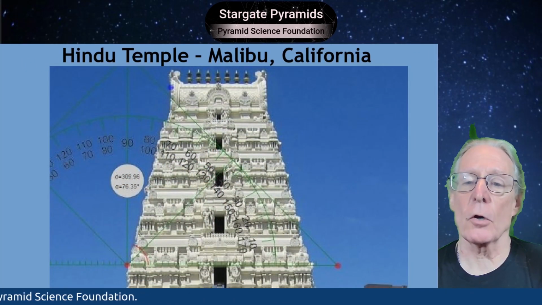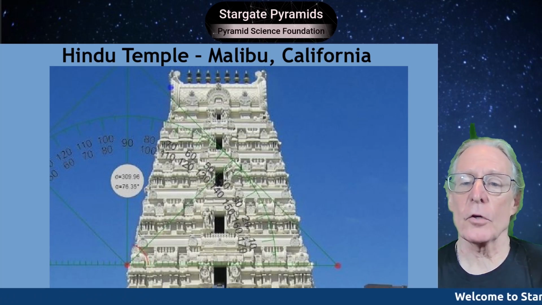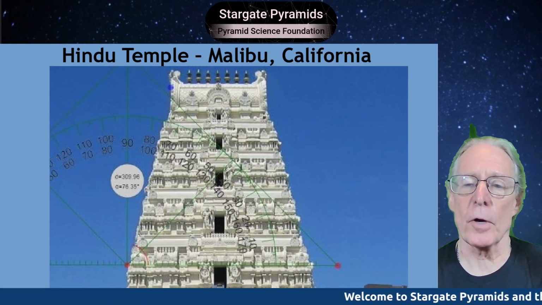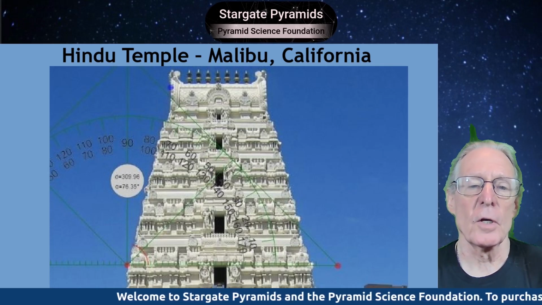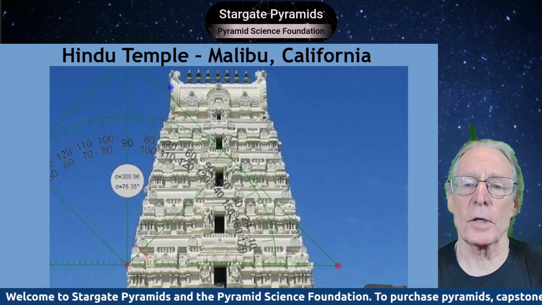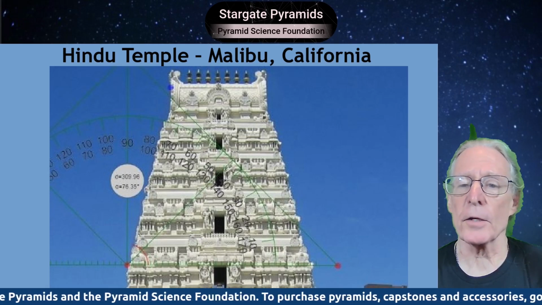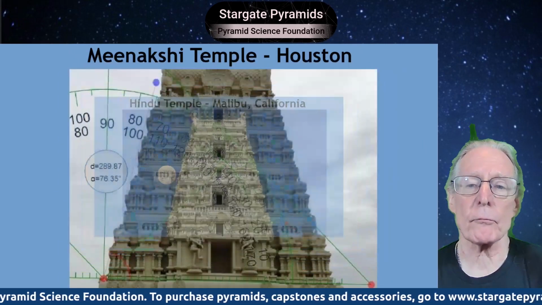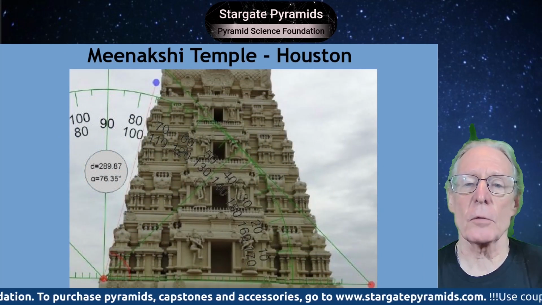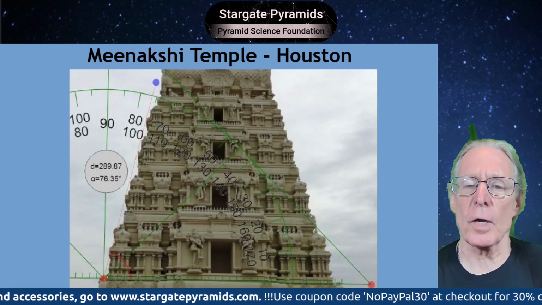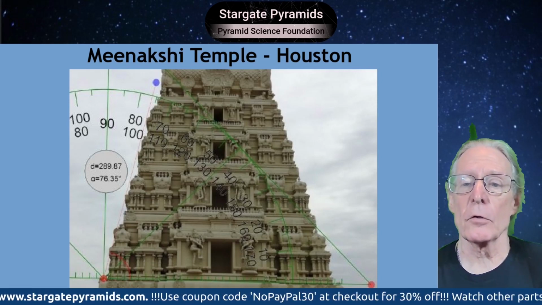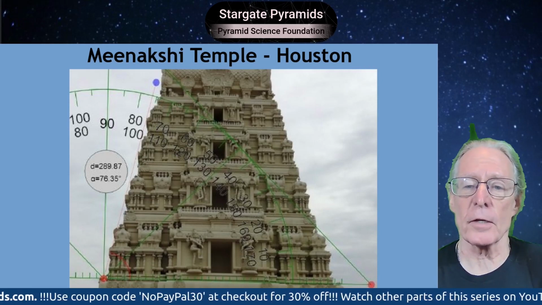Now we're going to show, those were all more ancient temples. These are two examples of contemporary Dravidian Hindu temples that have been built in the United States. The first one here is the Hindu temple found in Malibu, California. And the second is the Meenakshi Temple in Houston. There are numerous examples of these contemporary Dravidian Hindu temples in the United States.